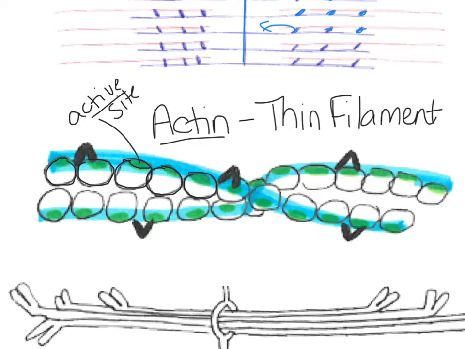But we have a problem. At rest, when the muscle is just resting and has not gotten the signal, hasn't received calcium, doesn't know it's supposed to contract, that active site is covered up by this blue band here. And that blue band we call tropomyosin.